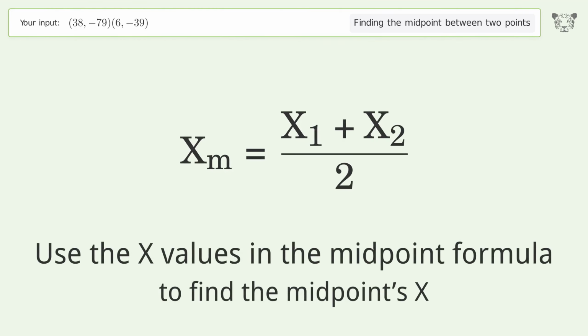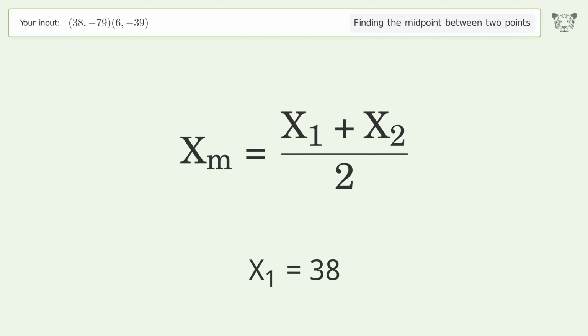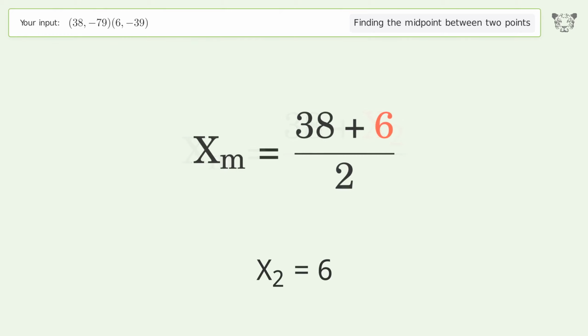Use the x values in the midpoint formula to find the midpoint's x. x1 equals 38. x2 equals 6. Simplify the arithmetic.